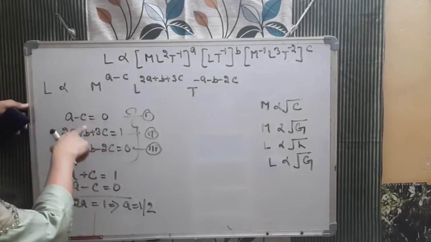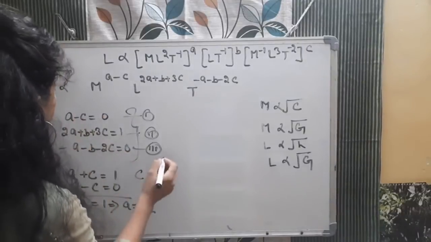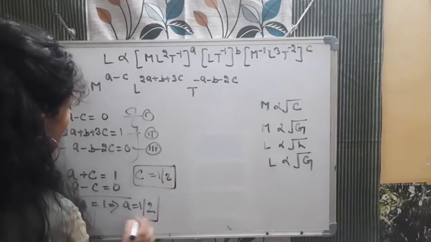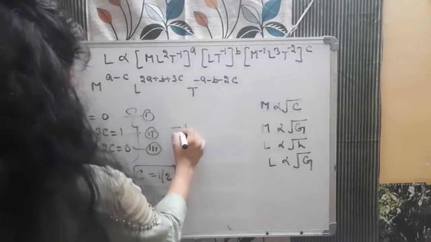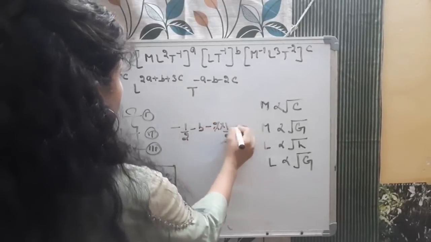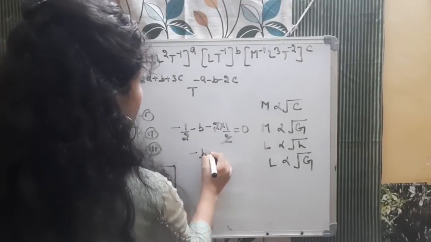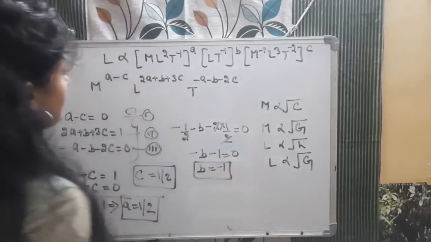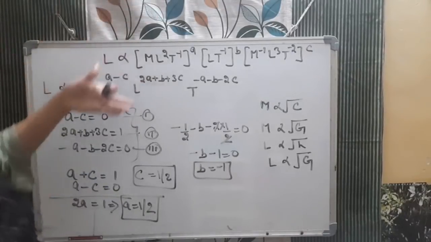When you put A is equal to 1 by 2, C will be, from this equation, the same. Yes, C is also 1 by 2. And now what about B? Minus A, it means minus 1 by 2, minus B, minus 2 into C, 1 by 2, is equal to 0. So from here we can say minus 1 by 2 minus 1 by 2 minus 1. So minus B minus 1 is equal to 0. So B is equal to what? Minus 1. These are the results. We can put these values in the first result and then we can get.